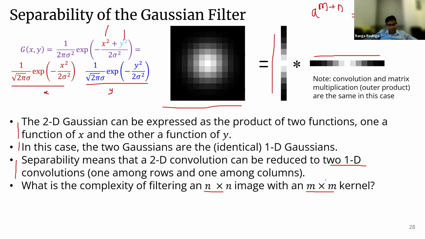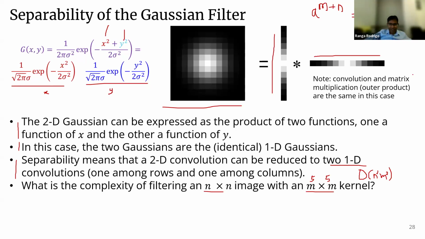So remember, if m by n is, for example, 5 by 5, at every location of the pixel, you have to do 5 by 5 multiplications. Therefore, the computational complexity is n times n locations times 5 times 5. So we call it order n squared m squared. This is very high complexity. We call it big O. That's the computational complexity.